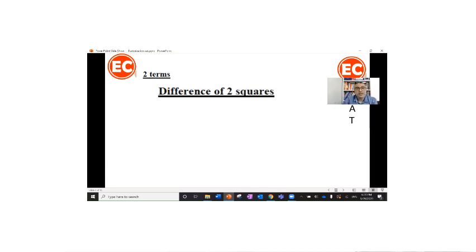If you have 2 terms and the sign between them is negative, this is called difference of 2 squares. So difference of 2 squares is 2 terms only. The first term is a square, like x squared, or 4, or 16, because 4 is 2 by 2, 16 is 4 by 4. And the second term is y squared, or 16, or 25, 5 by 5. This is called difference, because the sign should be negative, between 2 squares. And to solve the difference between 2 squares, all I have to do is open 2 brackets. One of them is positive, and the other one is negative.